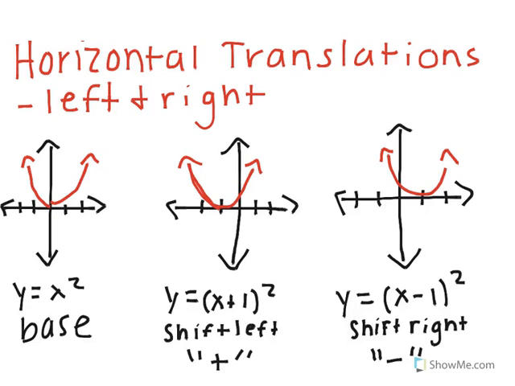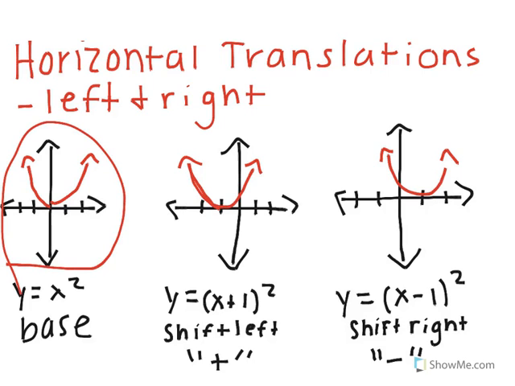Okay, so now we're going to go over horizontal and vertical translations. We're going to start with horizontal translations. A horizontal translation is just a left or right shift. For the purpose of the base of horizontal and vertical translations, the base graph I'm going to use today is y equals x squared, and it looks like this.